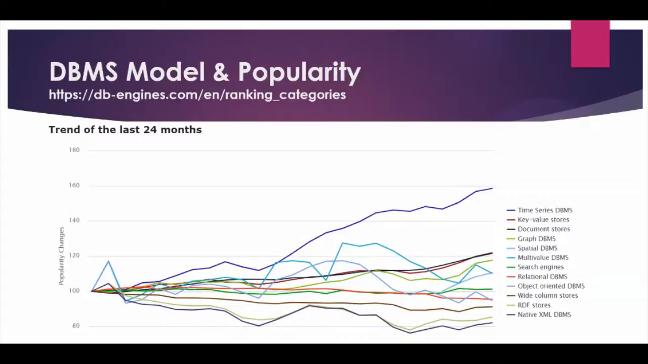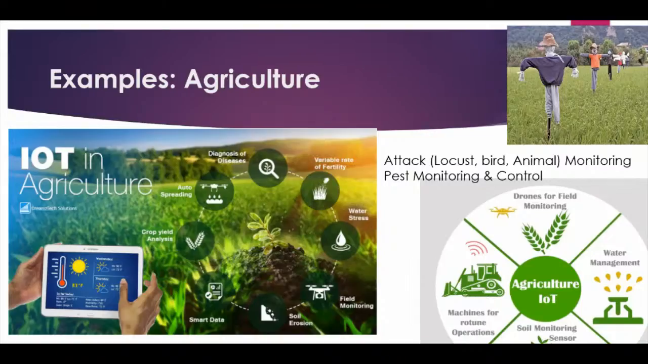You can go through it. Now you see there are multiple database management systems that can handle this time series, such as InfluxDB, KDB. Then you can actually have multiple types of sensors, for example for pest control, maybe for crop yield analysis.